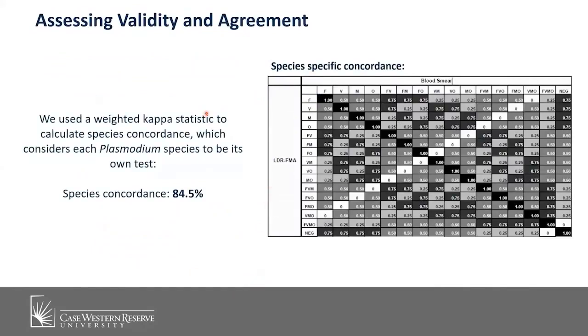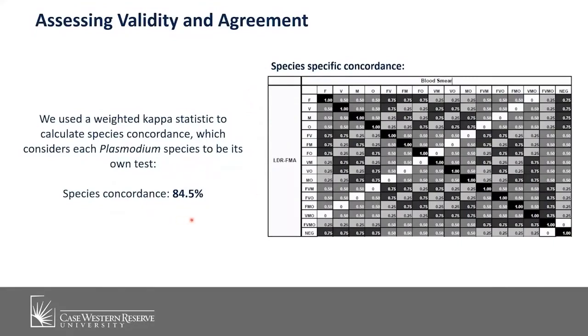After looking at these general terms of how well our assay is doing, we wanted to see if it was also performing well in picking up the different species, as well as the binary calls. So what we used to do that was the weighted kappa statistic, where you consider each of the different species and their combinations their own test. Then you compare it statistically. Okay, did it get it right on falciparum? Yes or no. Did it get it right on vivax? Yes or no. And that comes together to give us a percentage of concordance.